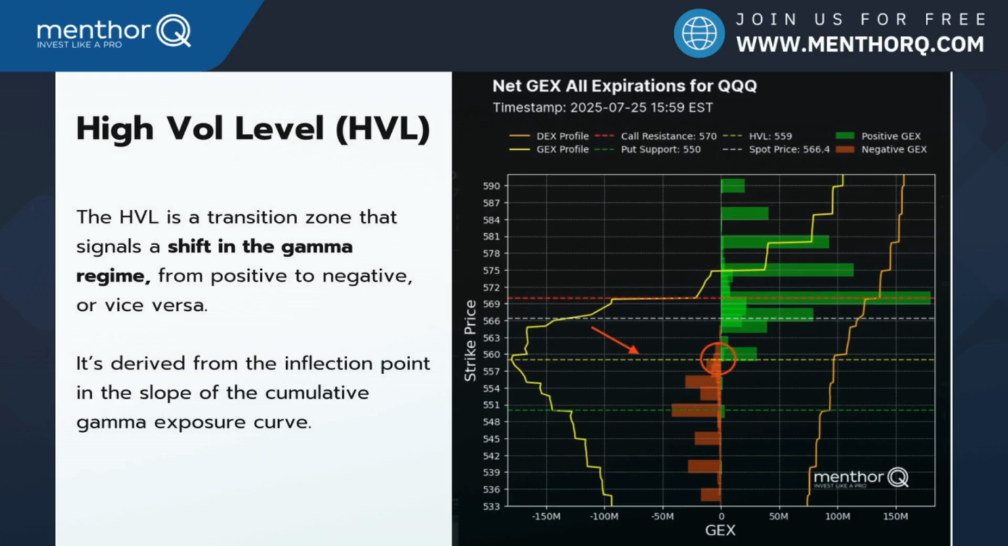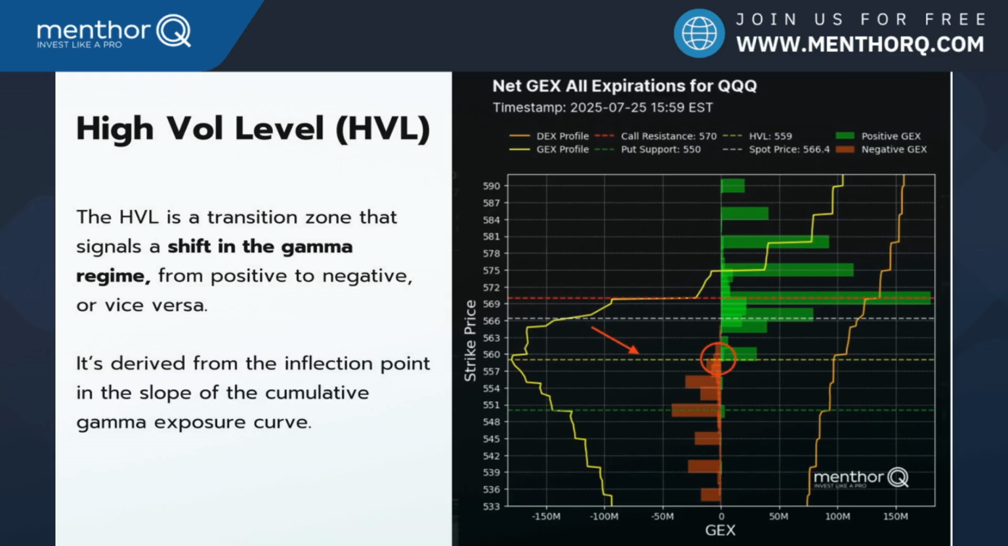Above the HVL, we are in a positive gamma environment. So again, dealers hedge against price movement, which really helps stabilize price action. Below the HVL, we are in a negative gamma environment. And again, dealers hedge with price movement, amplifying volatility. So why does it matter?